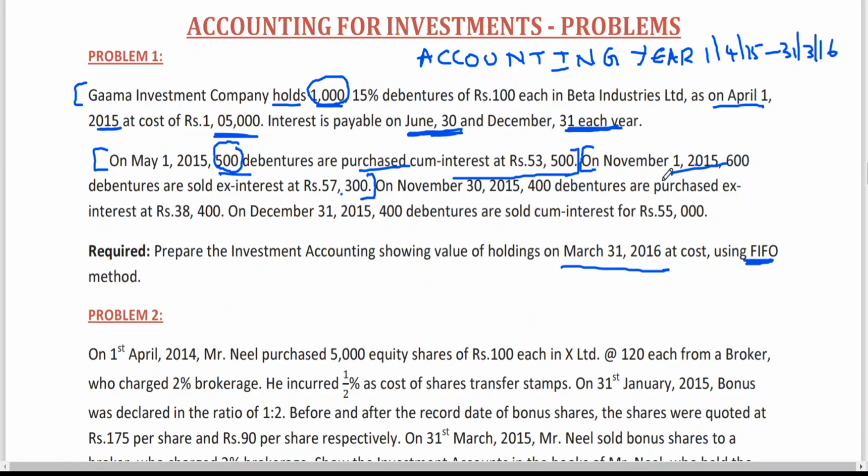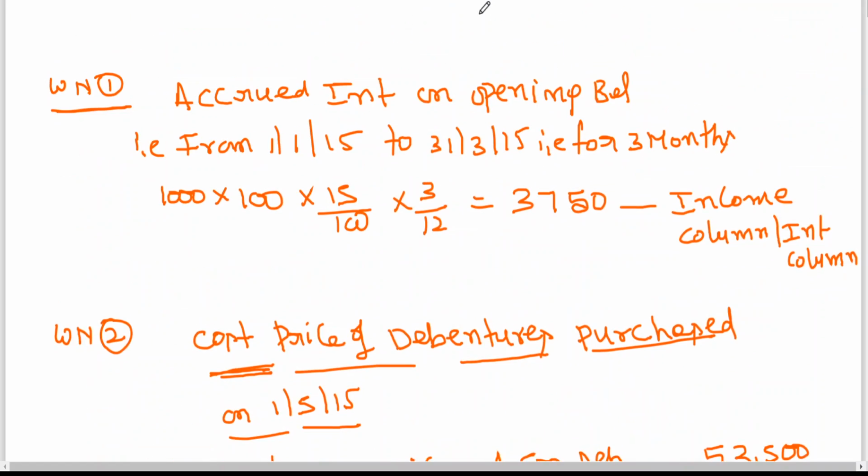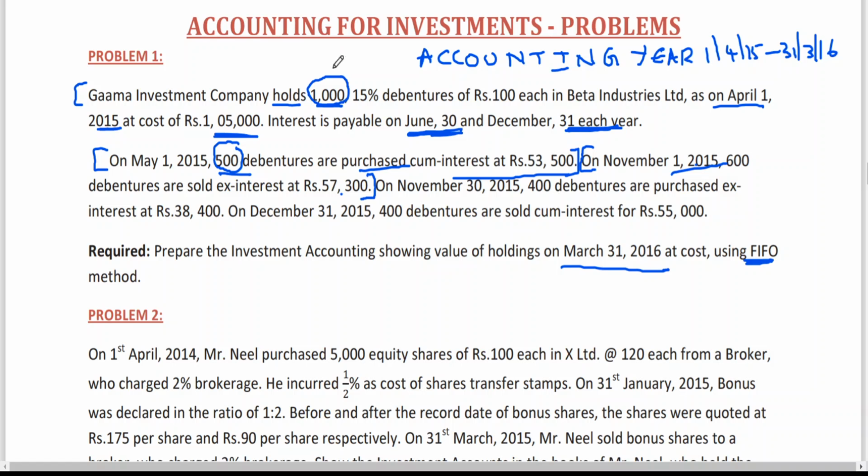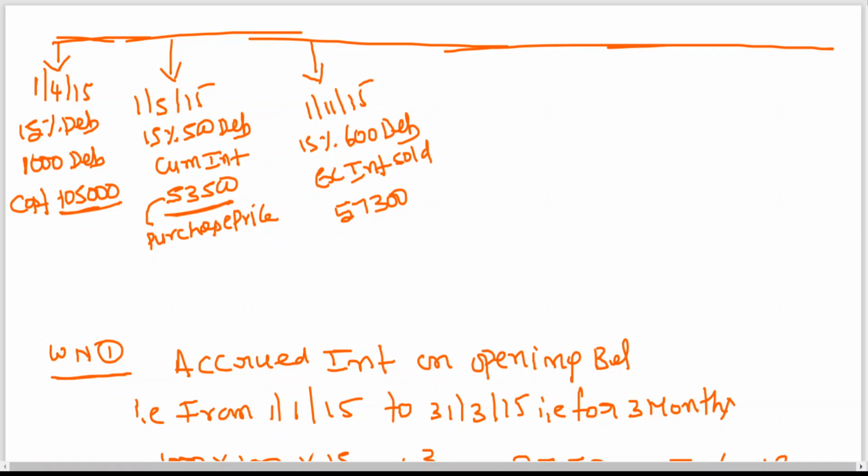November 1, 2015, 600 debentures were sold. Ex-interest sold. What is the value of debentures sold? 57,300, no? 57,000. Come back to this.